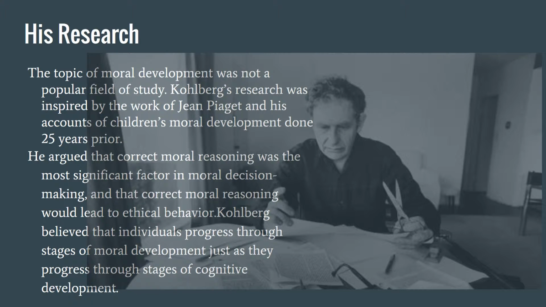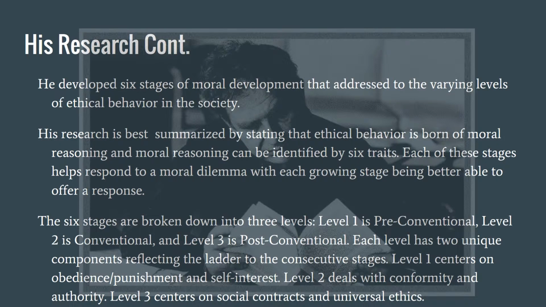Kohlberg believed that individuals progress through stages of moral development just as they progress through stages of cognitive development. He developed 6 stages of moral development that address the varying levels of ethical behavior in society. His research is best summarized by stating that ethical behavior is born of moral reasoning, and moral reasoning can be identified by 6 traits. Each of these stages helps respond to a moral dilemma, with each growing stage being better able to offer a response.